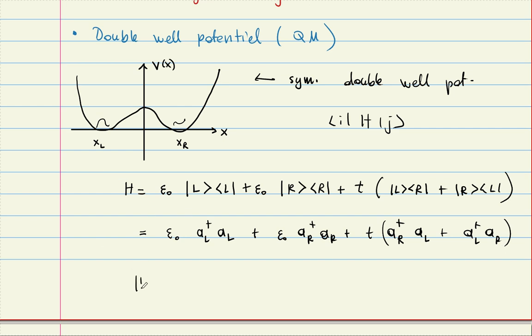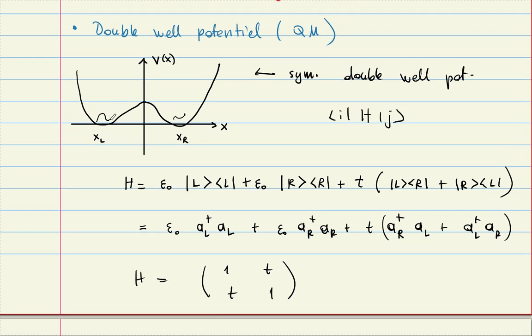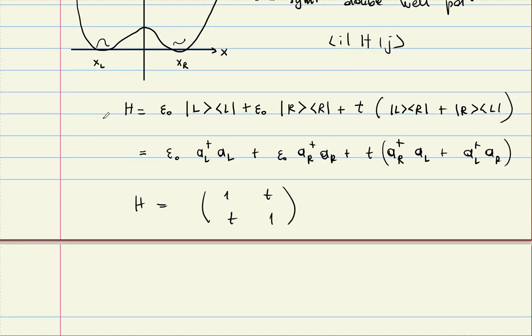Okay. And the matrix form, let me write it. The matrix I already explained. It's going to be epsilon naught, T, and epsilon naught. And we want to find the eigenvalues and eigenvectors. Let me scale this entire thing with epsilon naught. Let's take epsilon naught to be 1. So this is 1, 1, and we are going to look at this problem as a function of t. For t equal to 0, you have isolated harmonic oscillators. And as you turn on t, you couple these two harmonic oscillators.